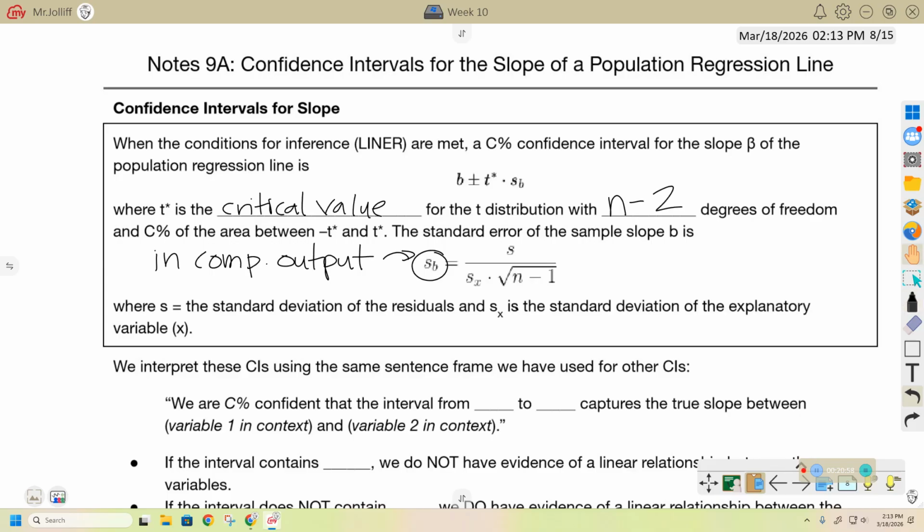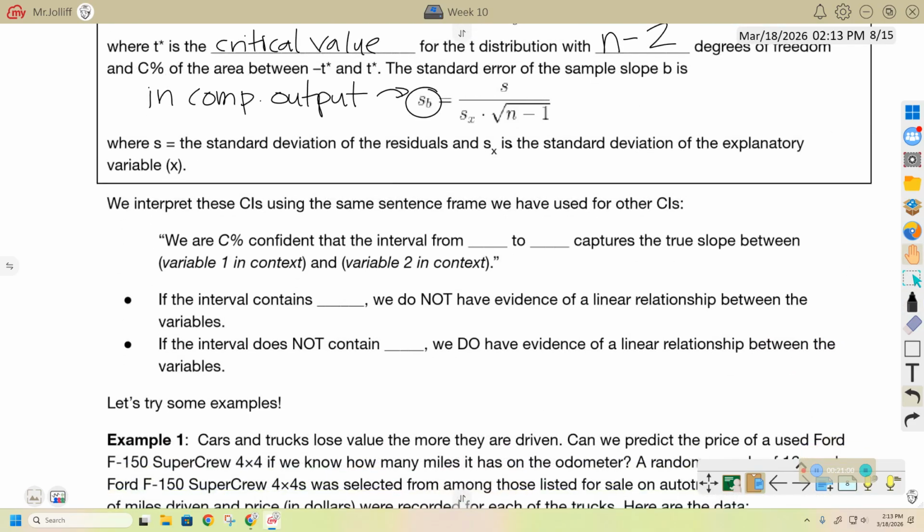After we do the do, we do the conclude, which is our sentence frames. And they are the same as every other confidence interval we've done this year. We are blank % confident that the interval from blank to blank captures the true slope between variable 1 and variable 2 in context. Same sentence frame we've been using for every other confidence interval.